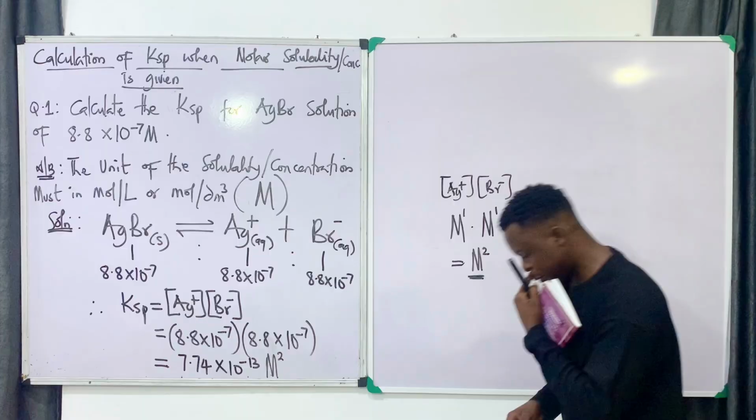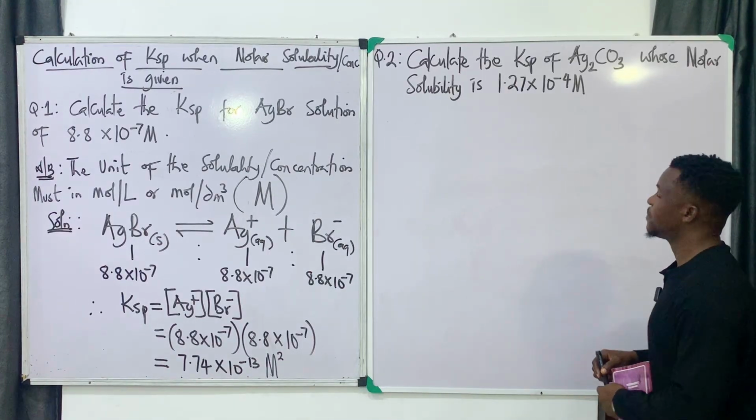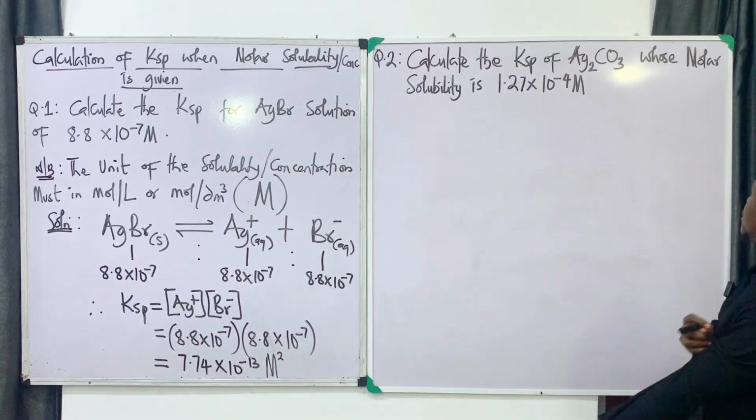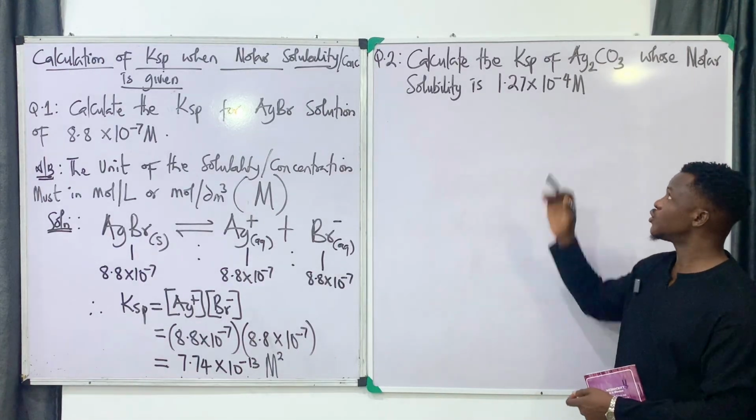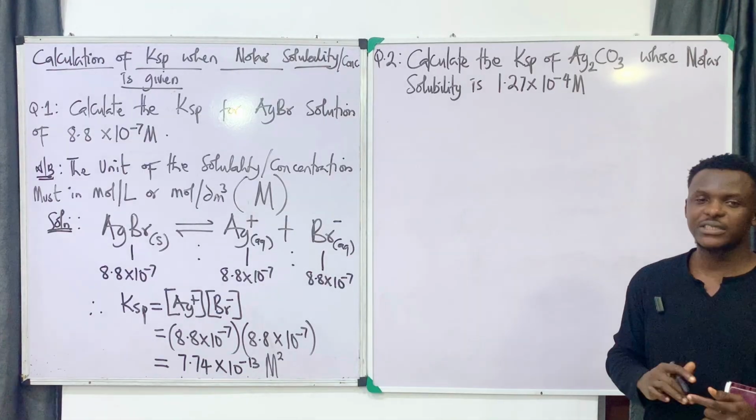Now let's look at another question. We have another question here that says calculate the Ksp of Ag2CO3 whose molar solubility is 1.2 times 10 to the power of minus 4 molar. It's very simple.